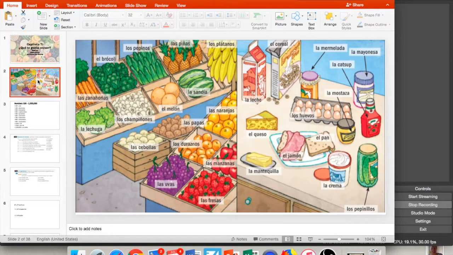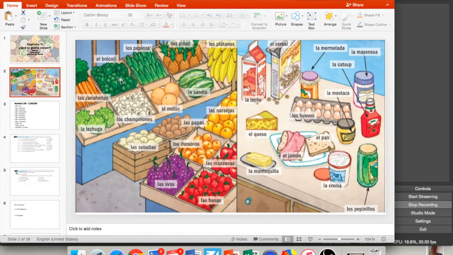So all of these topics do relate to food, obviously, and you have all kinds of really cool foods here. We have plátanos up here at the top. A plátano is a banana. We have piñas, so pineapple. If you've ever had a piña colada, those are made of pineapple, obviously. Piña colada. Over here we have pepinos, cucumbers.